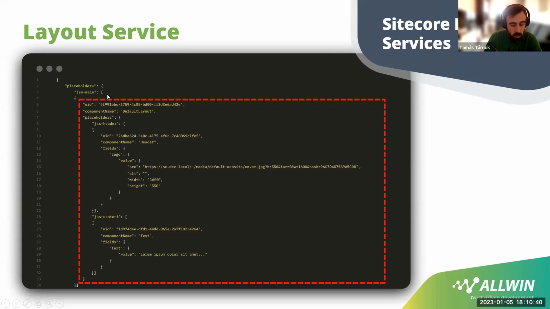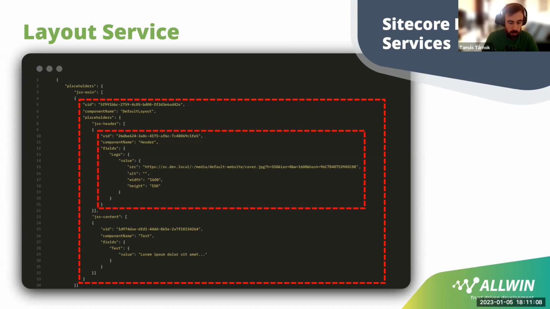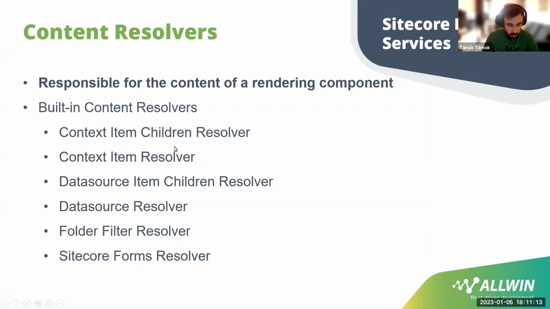And this is the response which is processed by, for example, the Next.js SDK automatically. And then it resolves all the placeholders and components. And basically what we have to do in the Next.js application is develop in a similar way, like in the MVC world. We are basically developing layouts and components. Yeah, so these are the two components. I just forgot to press the space.